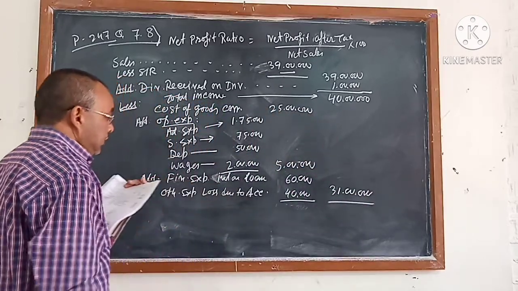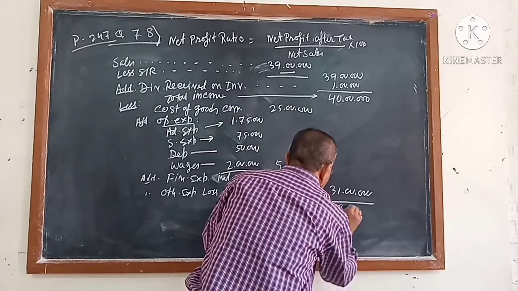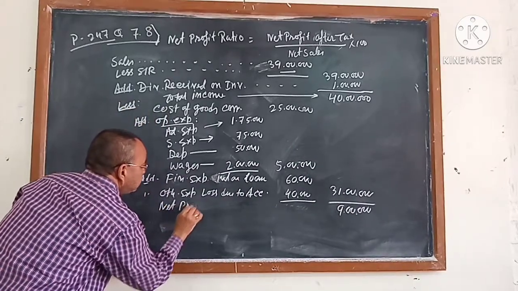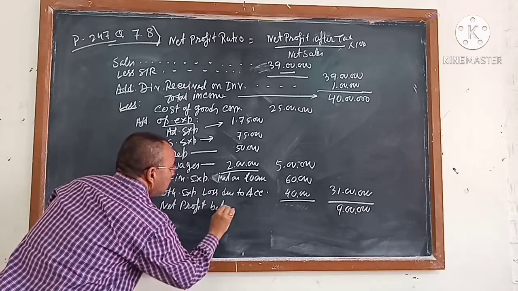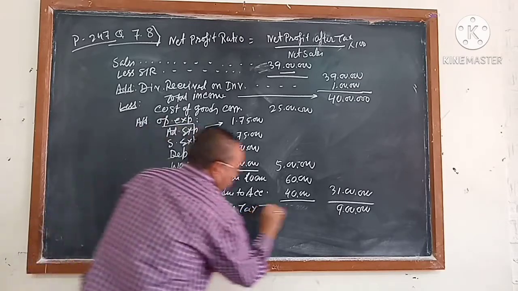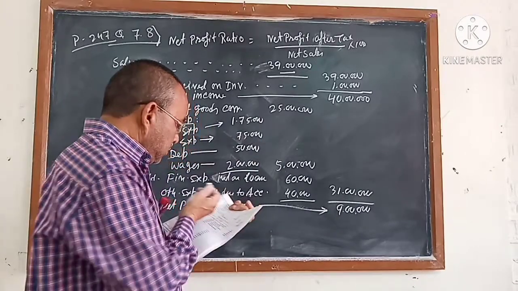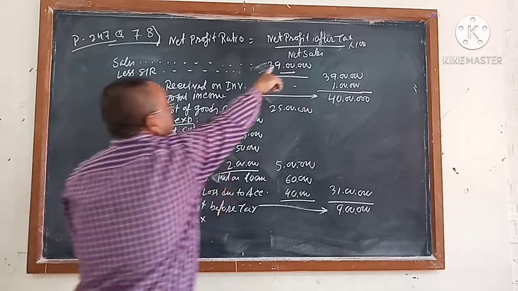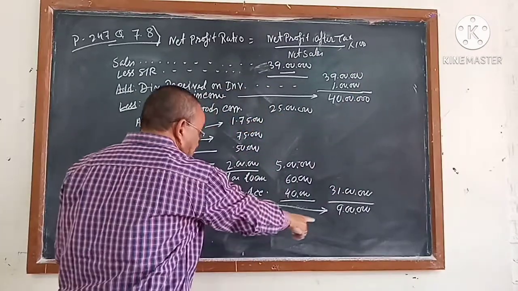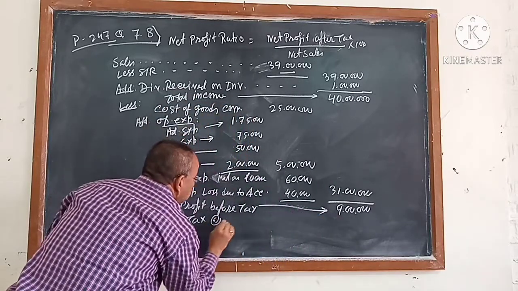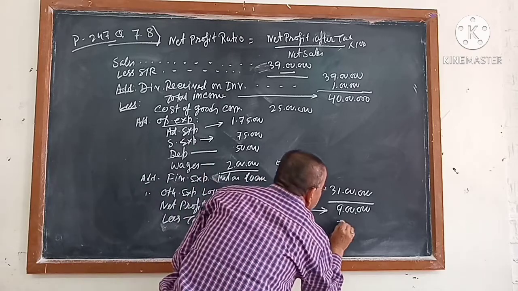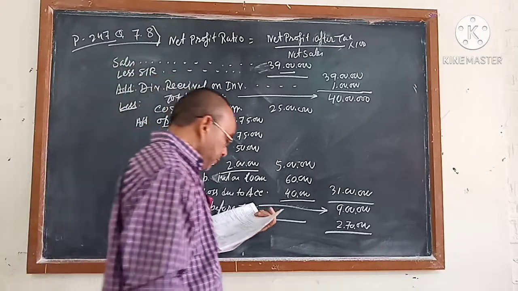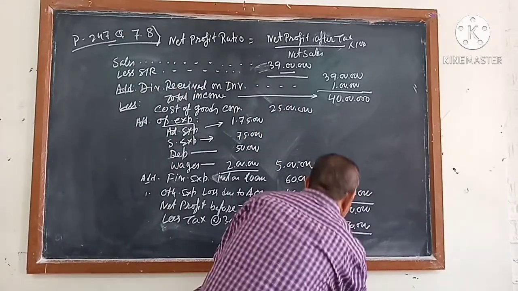And if you deduct, you will get a difference of rupees 9 lakh. That is your profit before tax. So you have to get it here, net profit before tax. Now tax is how much? Tax is 30%. So less tax, because we are going to find out net profit after tax. This is profit before tax. Tax at the rate of 30%. 30% of 9 lakh comes to 2,70,000. So you are getting the difference 6,30,000.